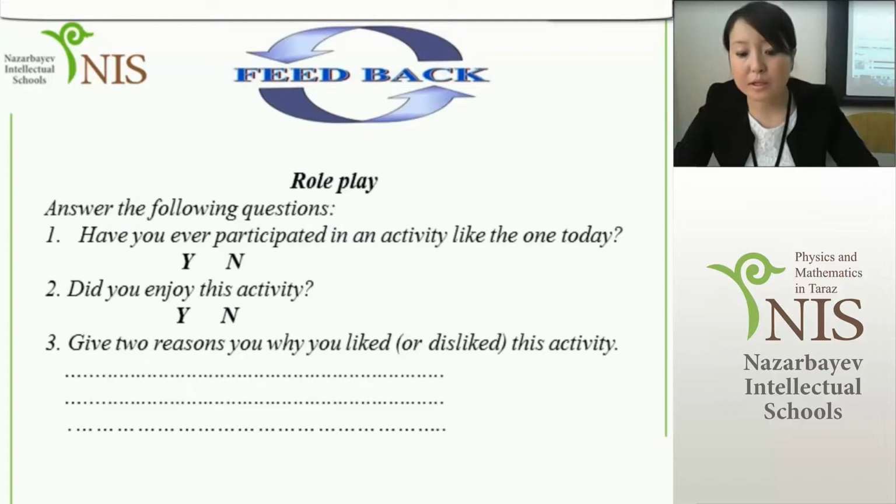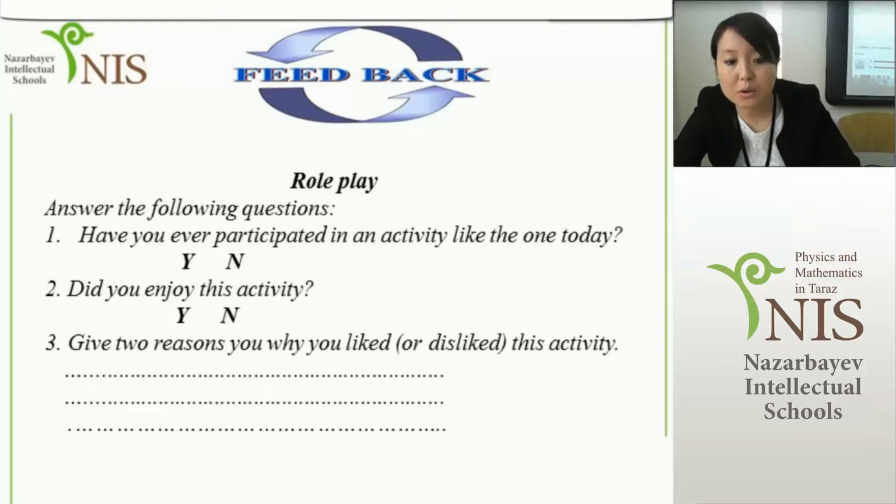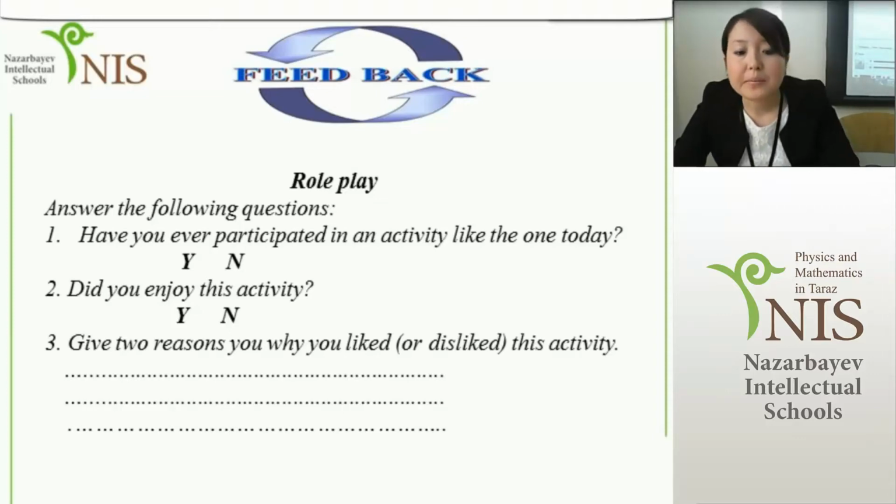And at the end of the lesson, I give them this worksheet, and they should answer the following questions. Have you ever participated in an activity like the one today? They should answer yes or no. Did you enjoy this activity? Also yes or no. Give two reasons why you liked or disliked this activity. Here they should write about their reasons, why they liked or why they disliked this activity.